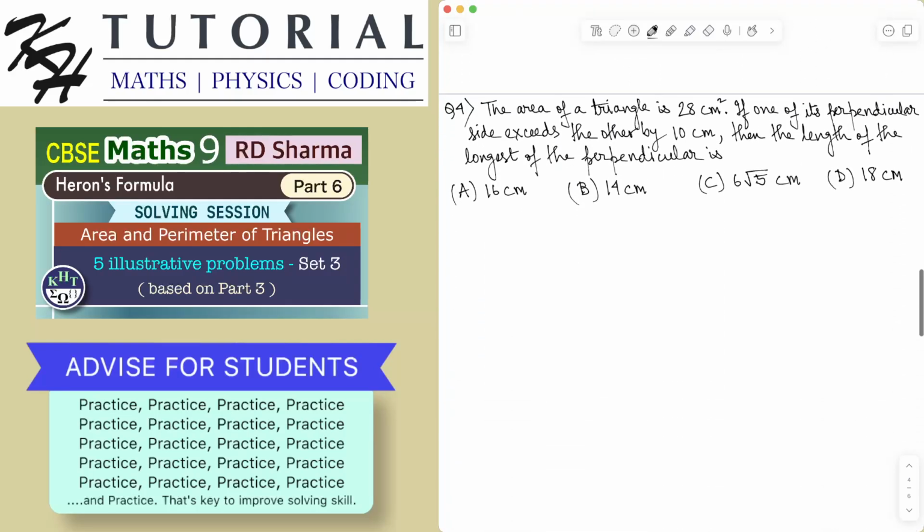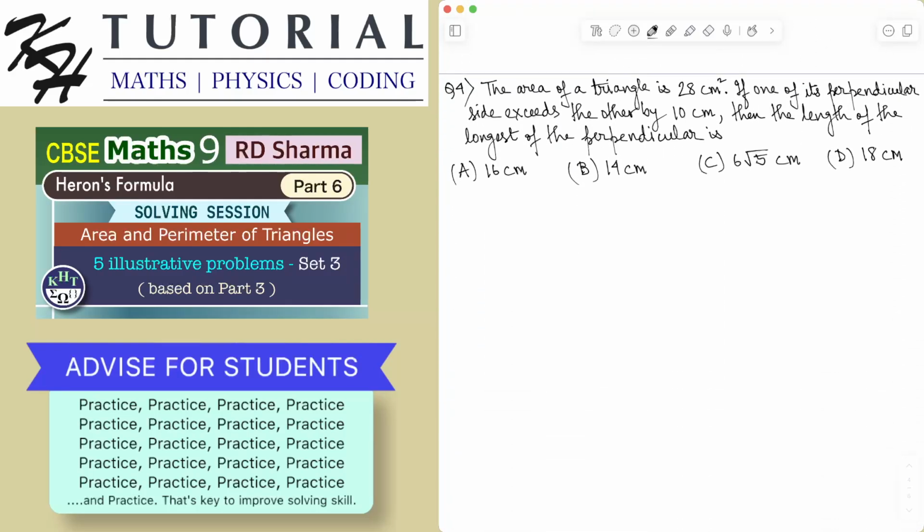Question number 4. The area of a triangle is 28 centimeter square. If one of its perpendicular side exceeds the other, I think the triangle is a right angle triangle, because it is saying that if one of its perpendicular side exceeds the other by 10 centimeter, then the length of the longest of the perpendicular is. Okay, let's see. This be the right angle triangle ABC.